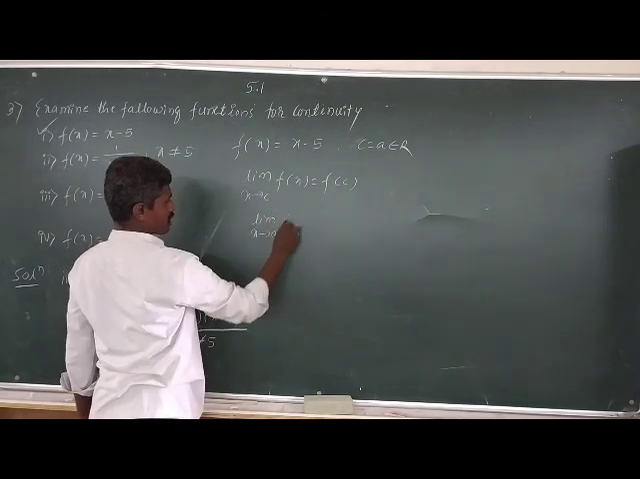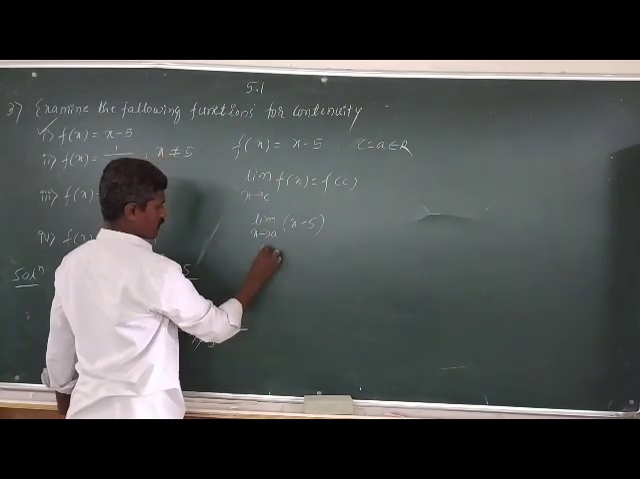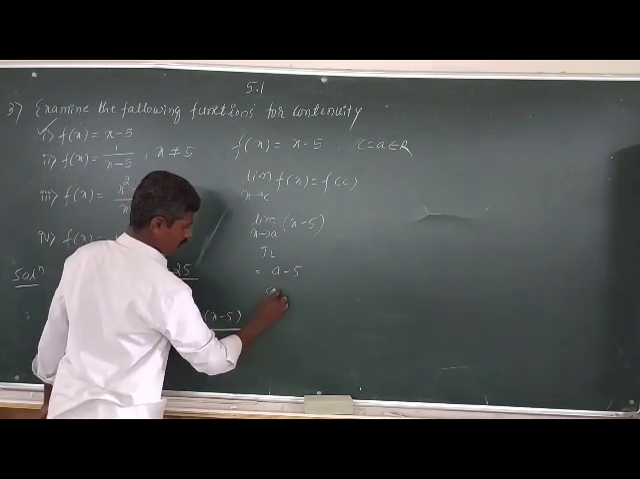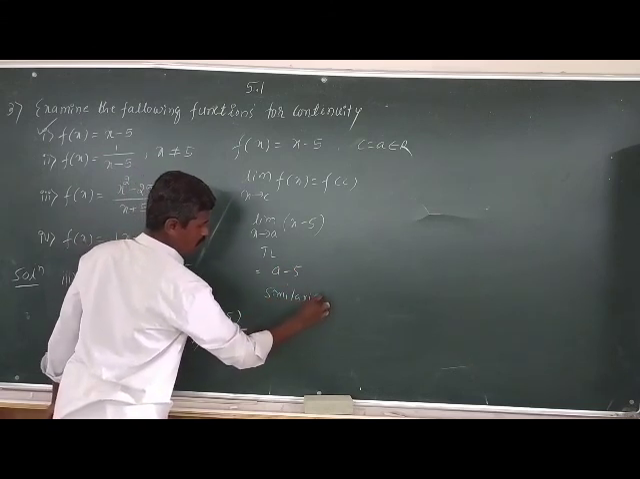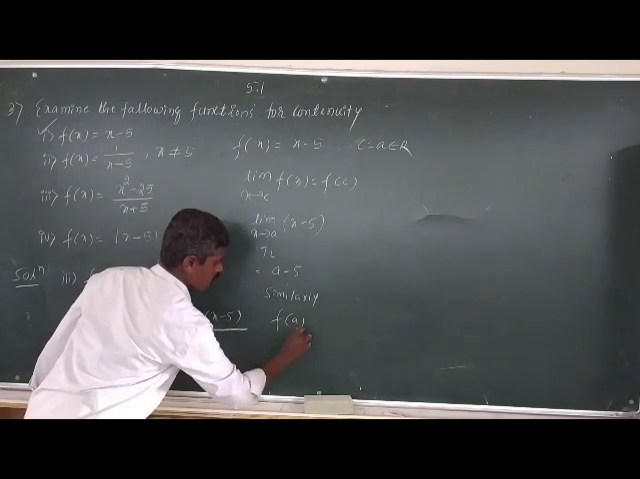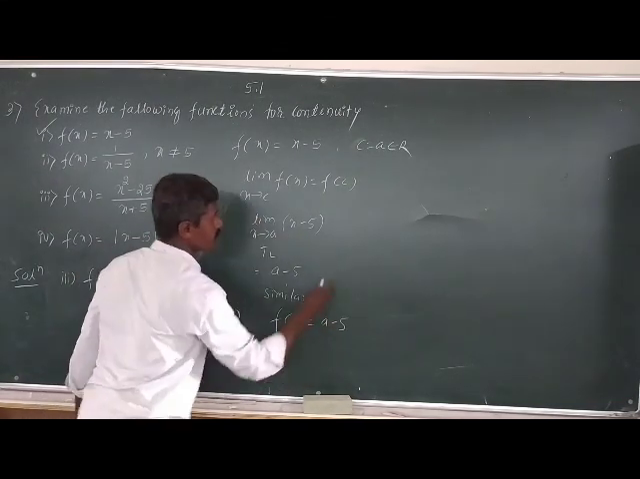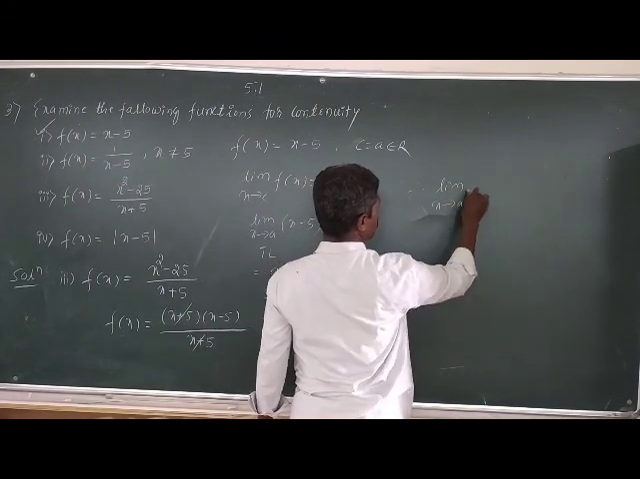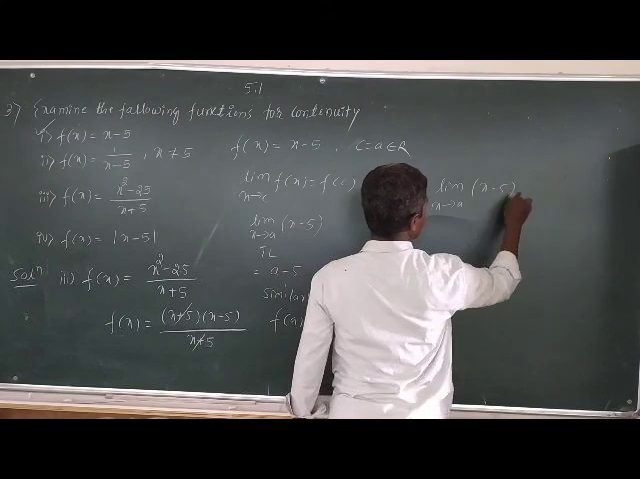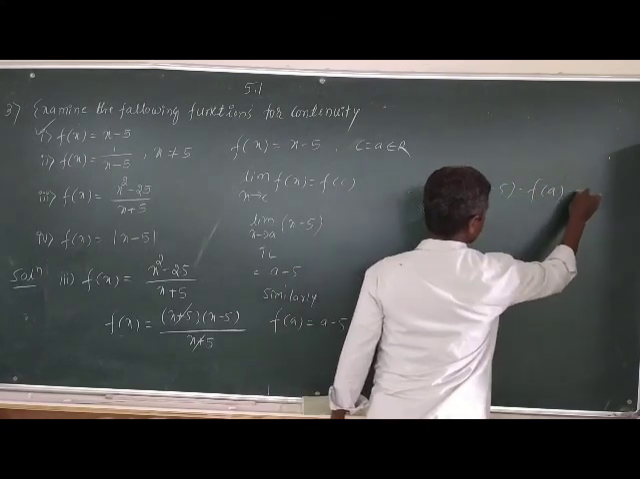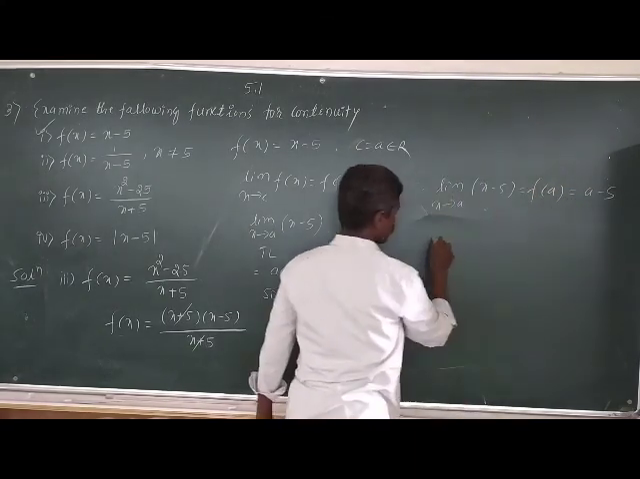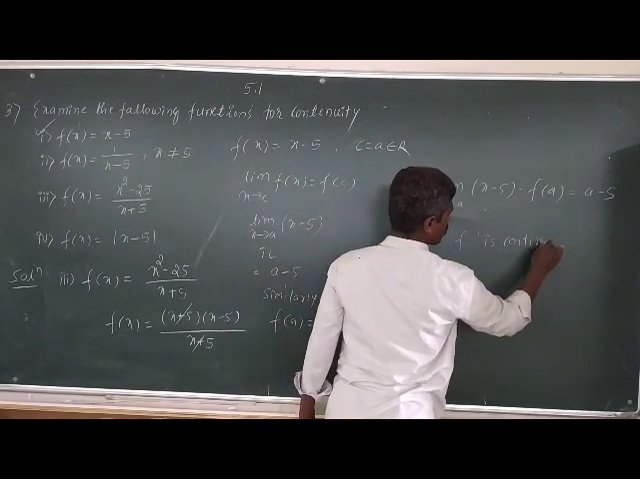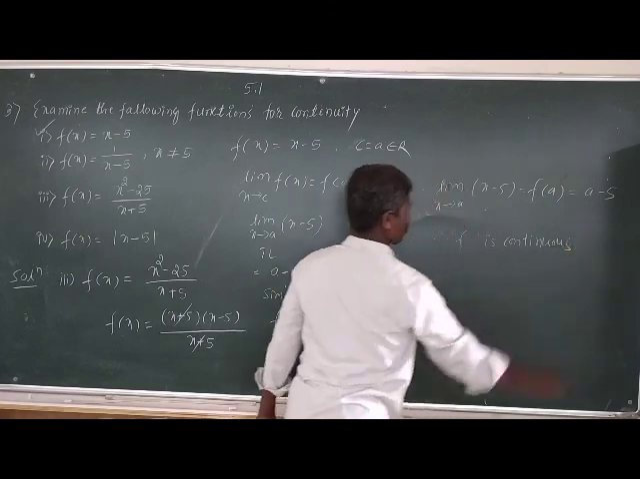The function is x minus 5. Taking the limit, this is nothing but a minus 5. Similarly, f of a is a minus 5. Therefore, the limit as x tends to a of x minus 5 is equal to f of a, which is equal to a minus 5. Therefore, f is continuous. f is a continuous function.